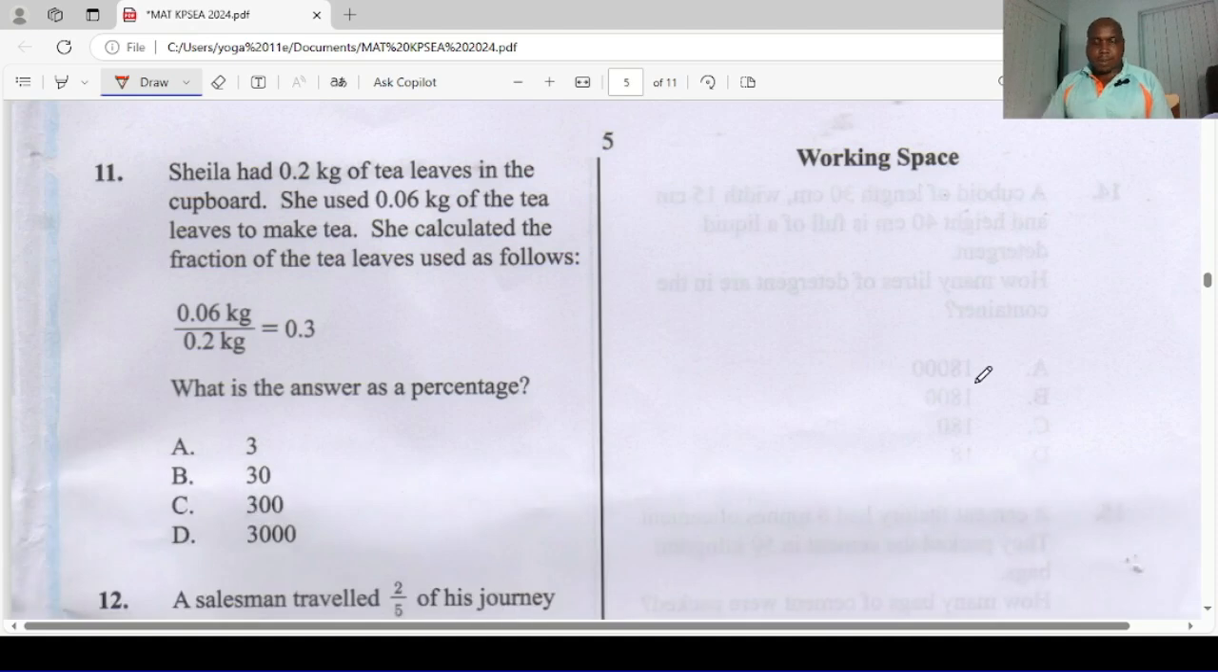Number 11. Sheila had 0.2 kg of tea leaves in her cupboard. She used 0.06 kg of the tea leaves to make tea. She calculated the fraction of the tea leaves used as follows. What is the answer as a percentage? Now that is 0.3. The answer is 0.3 times 100. So 1 decimal, we finished the decimal, so the answer is 30%.